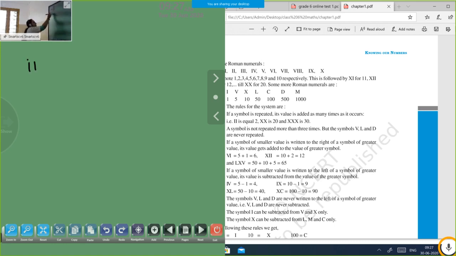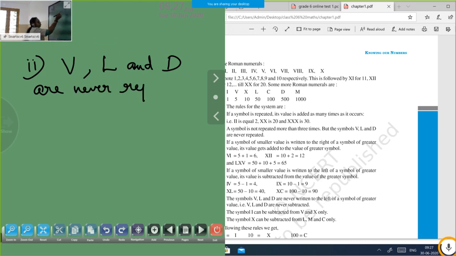Next, second point is V, L and D are never repeated. Cannot be repeated, okay? V, L and D cannot be repeated.